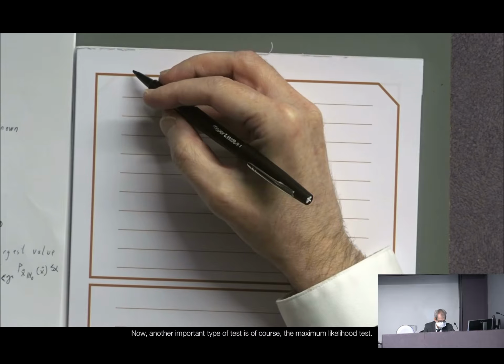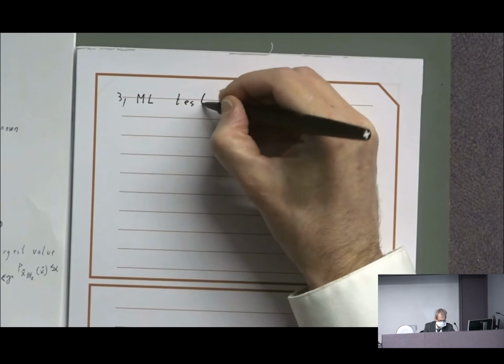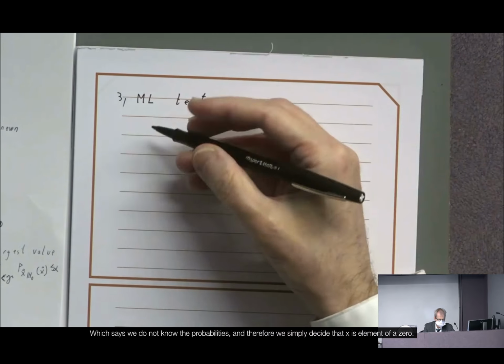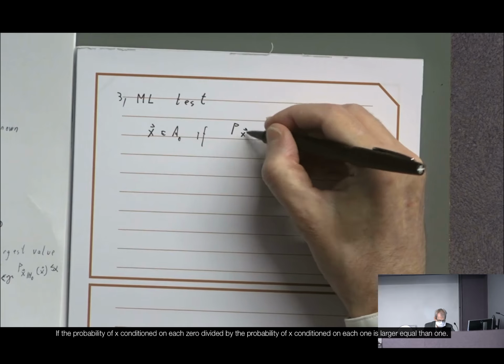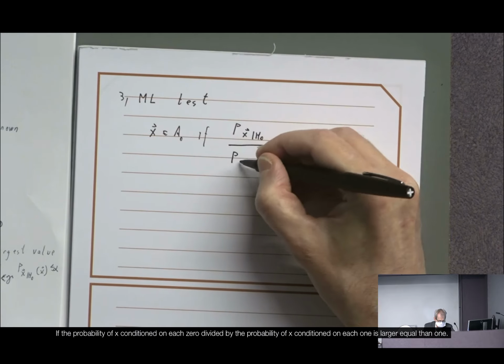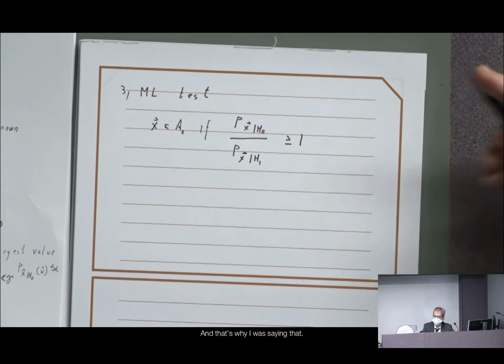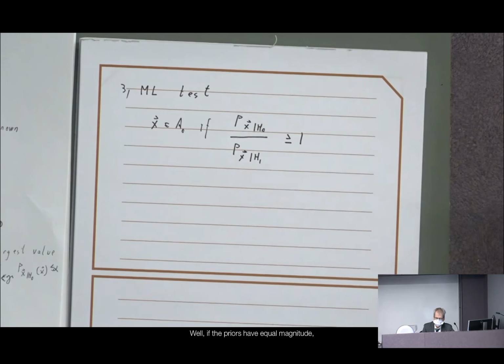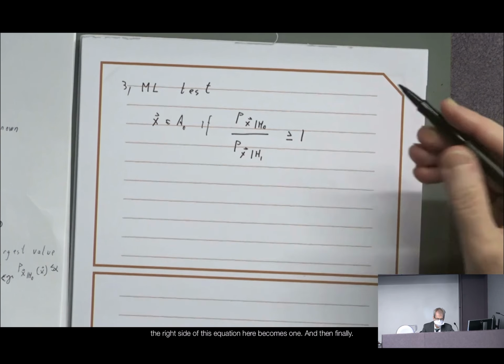Now, another important type of test is, of course, the maximum likelihood test, which says we do not know the a priori probabilities, and therefore we simply decide that X is an element of A0 if the probability of X conditioned on H0 divided by the probability of X conditioned on H1 is larger or equal than 1. And that's why I was saying that if the priors have equal magnitude, then maximum likelihood and maximum a posteriori become the same, because then the right side of this equation becomes 1.